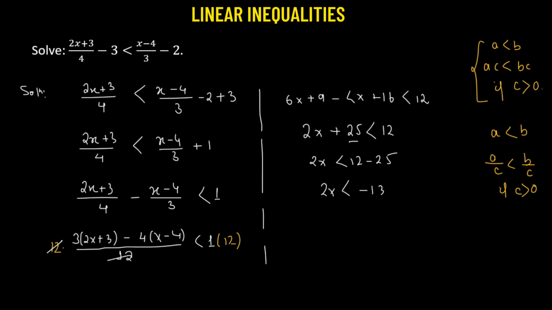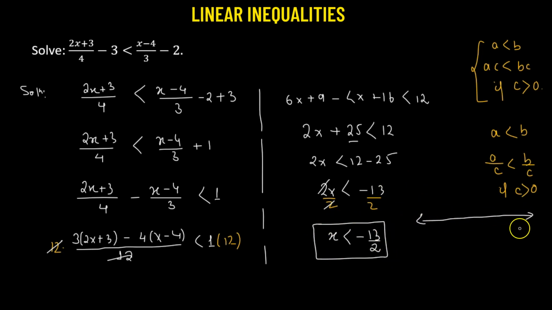So in our case, our 2, which we are going to divide both sides with, is positive, so the sign of the inequality is not going to change. So here we have x is going to be less than negative 13 over 2. So this is the solution to the linear inequality, and in a graphical form, we will consider a number line.